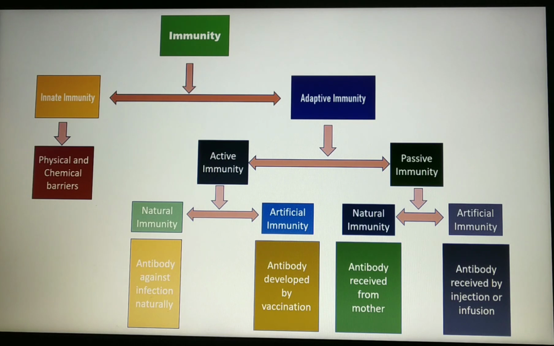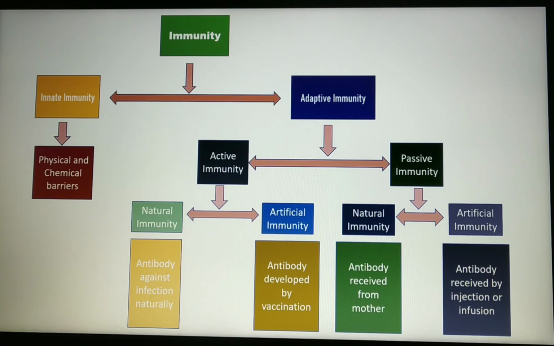Our immunity consists of two types, innate and adaptive immunity. Innate immunity means inbuilt immunity. It includes the first line of defenses such as physical barriers and chemical barriers. On the other hand, adaptive or acquired immunity we develop during our lifetime. They are active and passive immunity. Both of them are either natural or artificial.